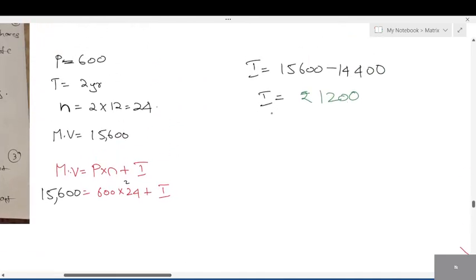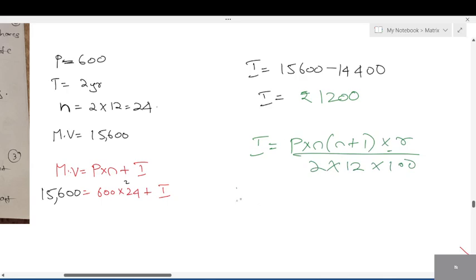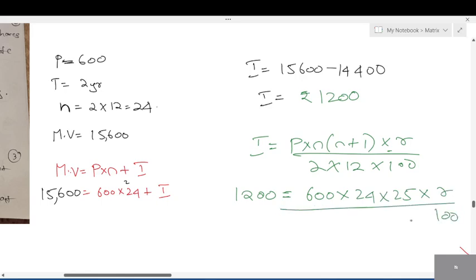So we got interest here. Use the interest formula. Interest is equal to P into N plus 1 into R by 100, 2 into 12. Let me quickly solve. I is equal to 1,200. Even this is a previous year question, 24 I think. I've taken it from the 24 paper, or 23 I think. Principal is 600 into N is 24 into R by 100. R keep it as it is. 2 into 12 is 24.